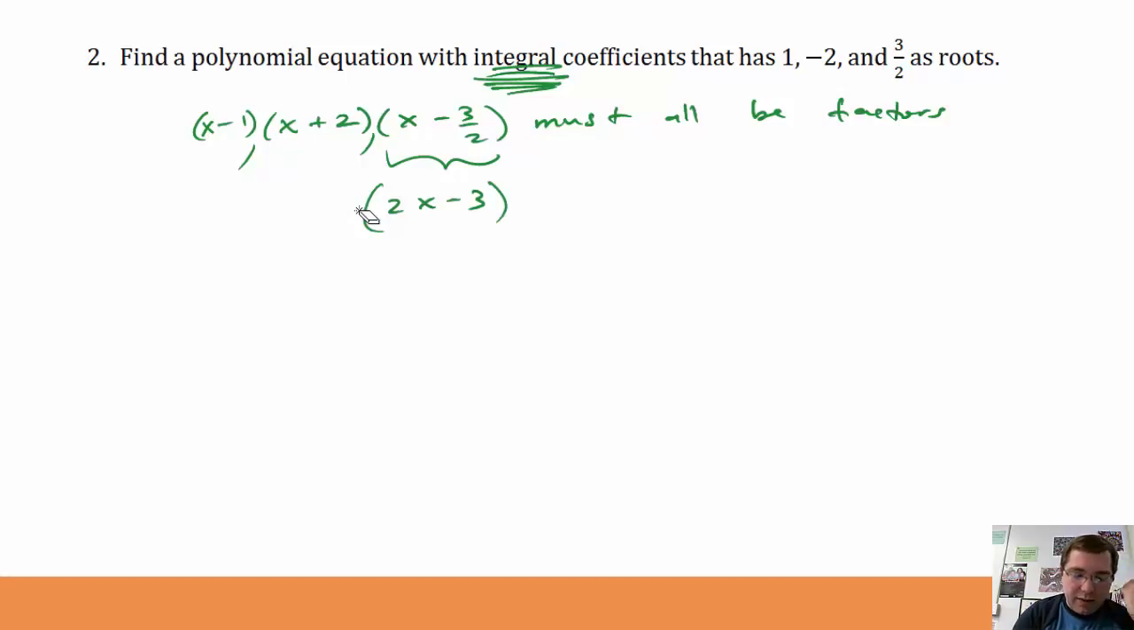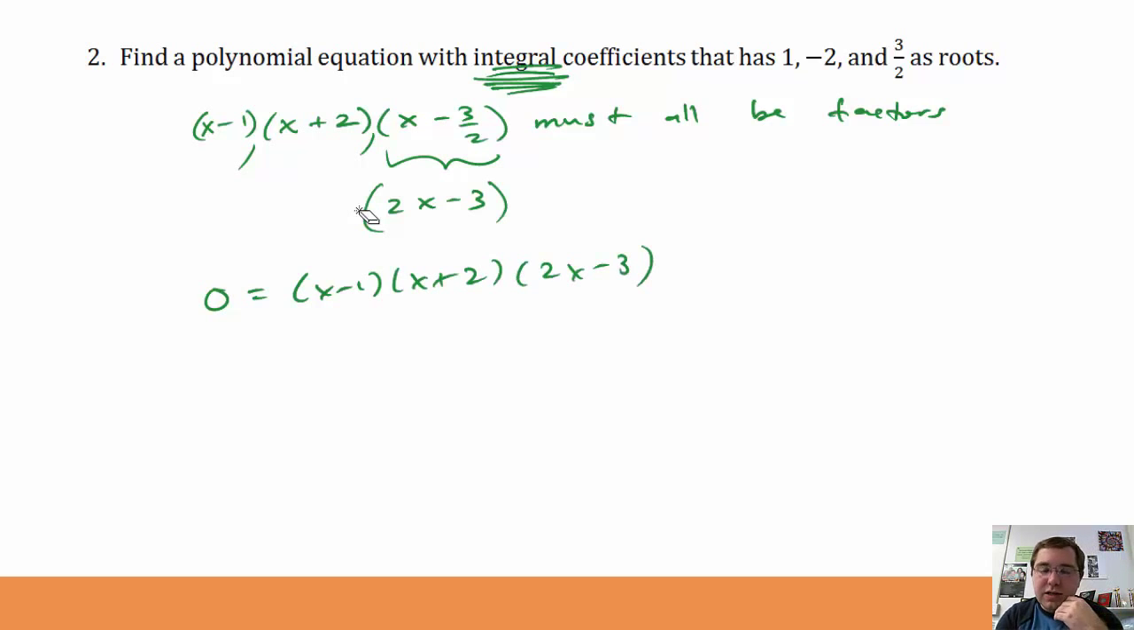So here's how I can make an equation. I can just take 0 equals x minus 1 times x plus 2 times 2x minus 3, and that's an equation that has integral coefficients with 1 as a root, negative 2 as a root, and 3 over 2 as a root. So we can multiply that out, and we'll get 2x cubed minus x squared minus 7x plus 6, if you were to FOIL that all out.